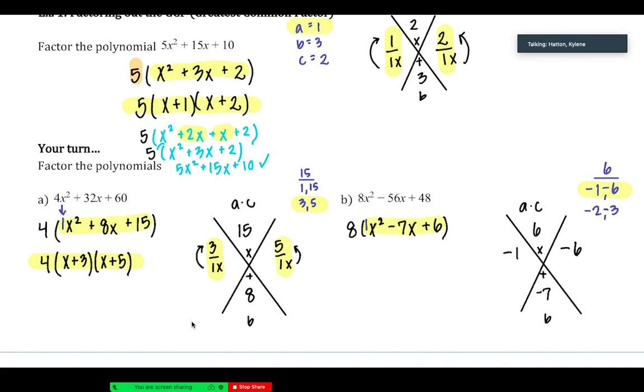We need to remember to write it over our a value, which for this problem was 1. So over 1, over 1. The number in the denominator is my coefficient of x. So I'm ready to write my factors. The 8 stays out in front. And then this negative 1 over x, that's x minus 1. And then this negative 6 over 1x, that's x minus 6. So 8 times x minus 1 times x minus 6.